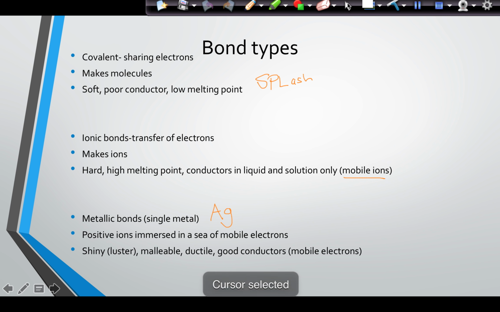And these metals, remember, they're shiny, which means they have luster. They're malleable and ductile. Malleable means moldable, or you can hammer them into thin sheets. Ductile means that you can draw them into thin wires without them breaking. And they are good conductors in all phases because of their mobile electrons. Their mobile electrons allow them to conduct electricity.